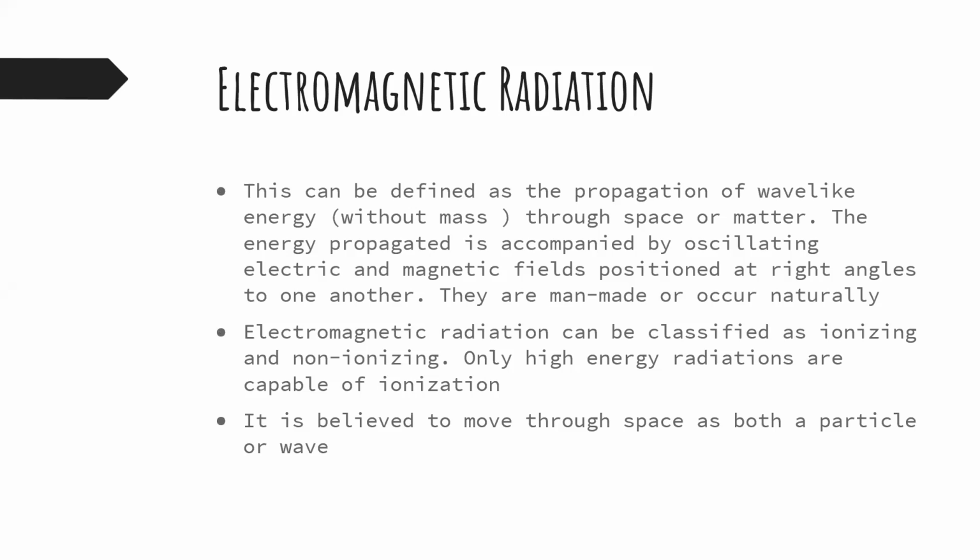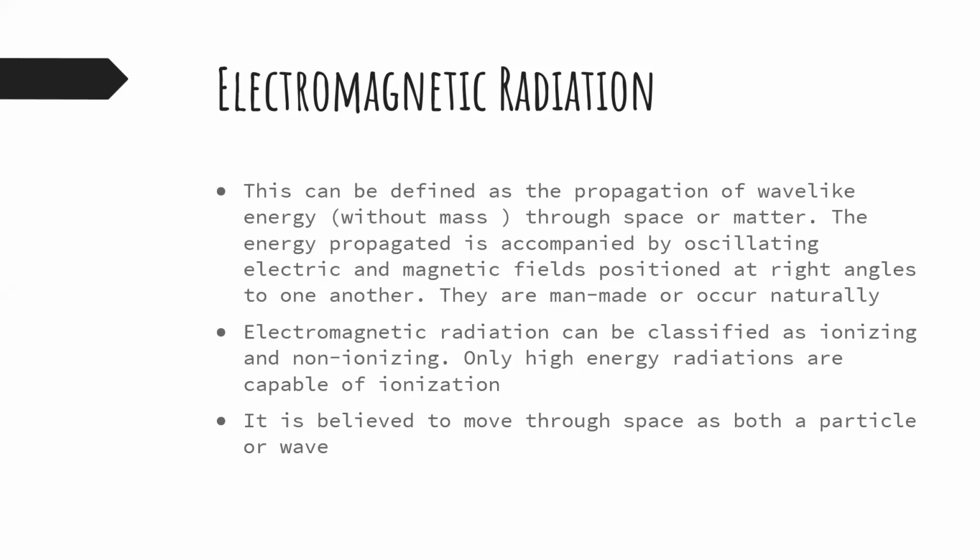Then we have electromagnetic radiation. This is defined as the propagation of wave-like energy without mass through space or matter. The energy propagated is accompanied by oscillating electric and magnetic fields positioned at right angles to each other. And they could be either man-made or occur naturally.